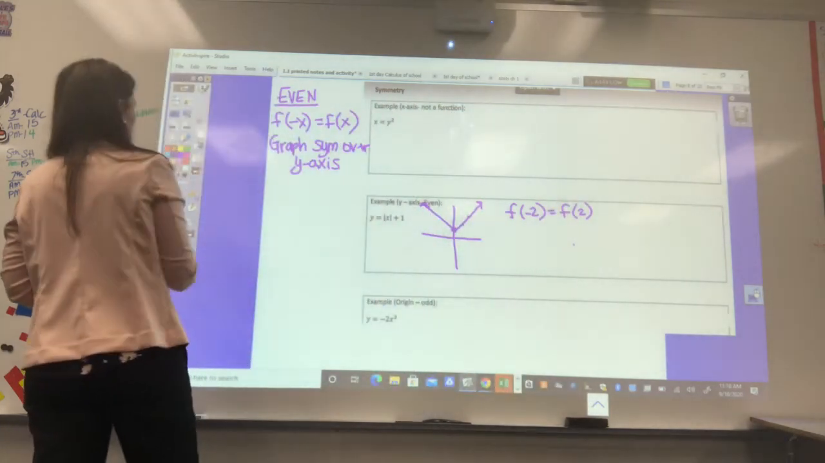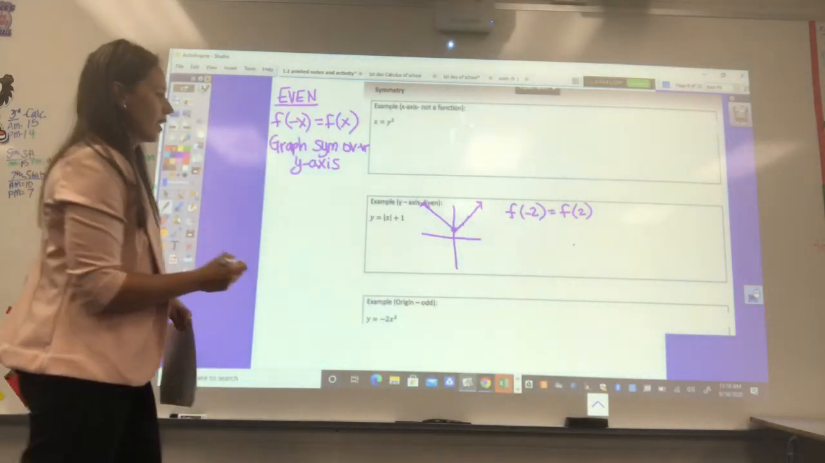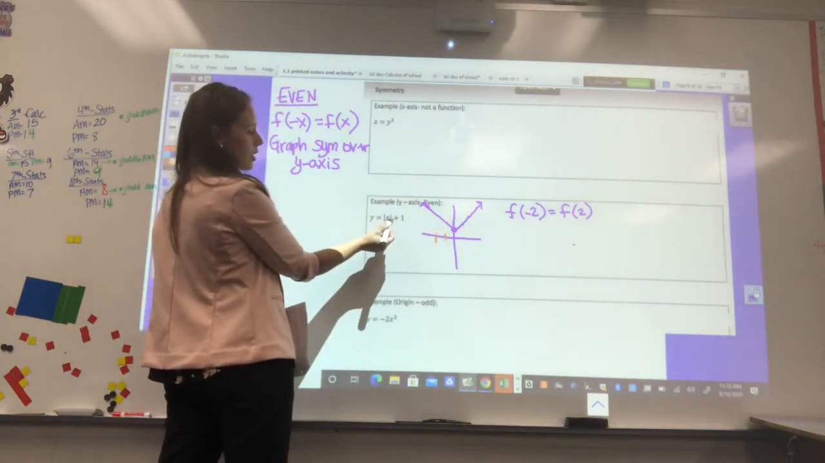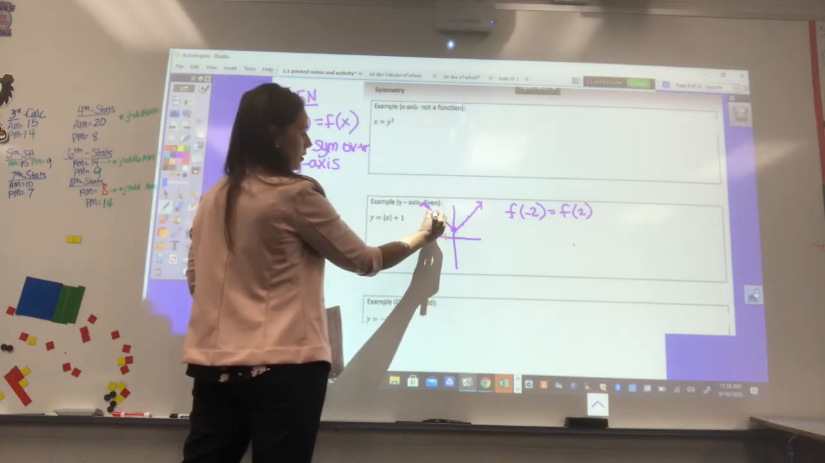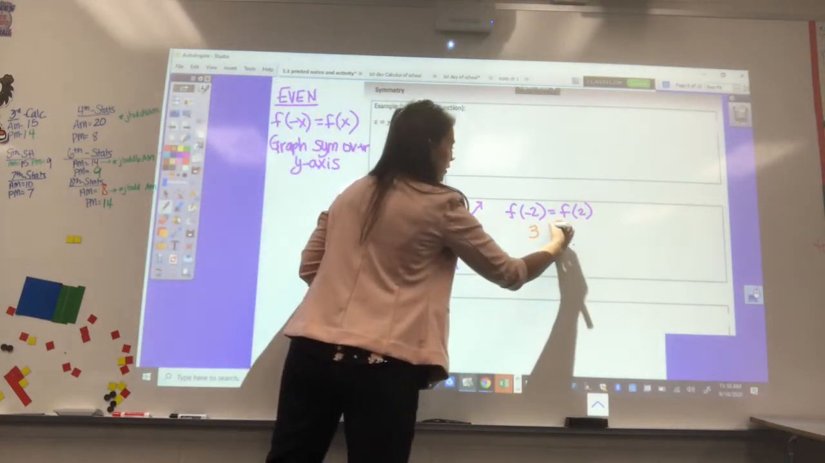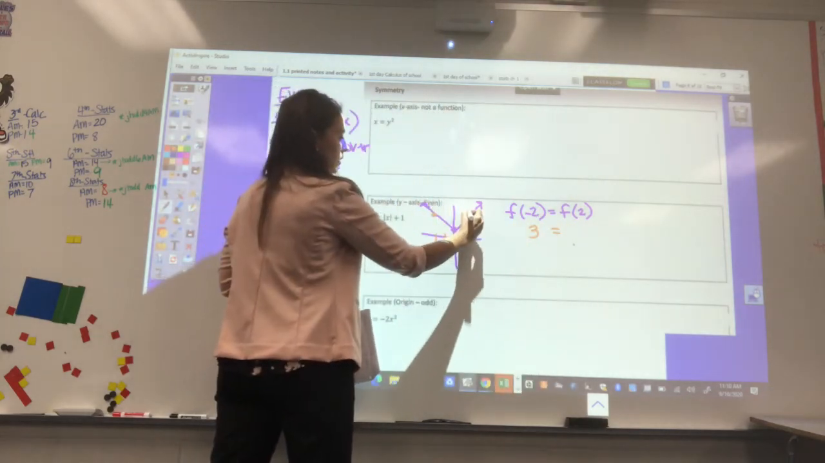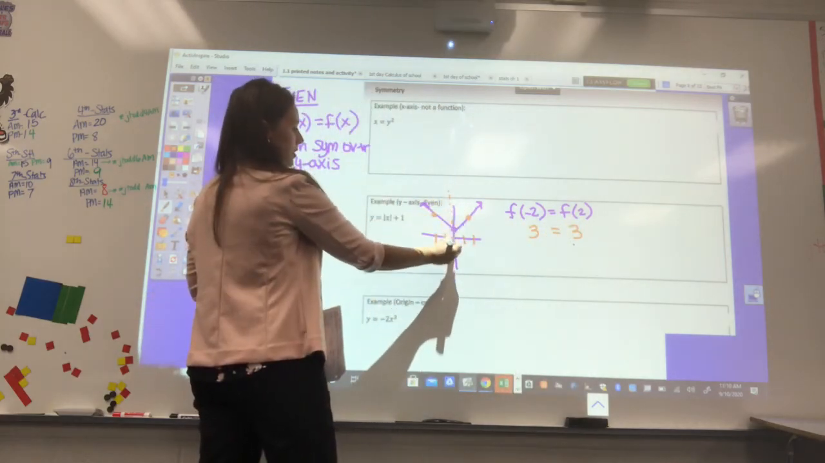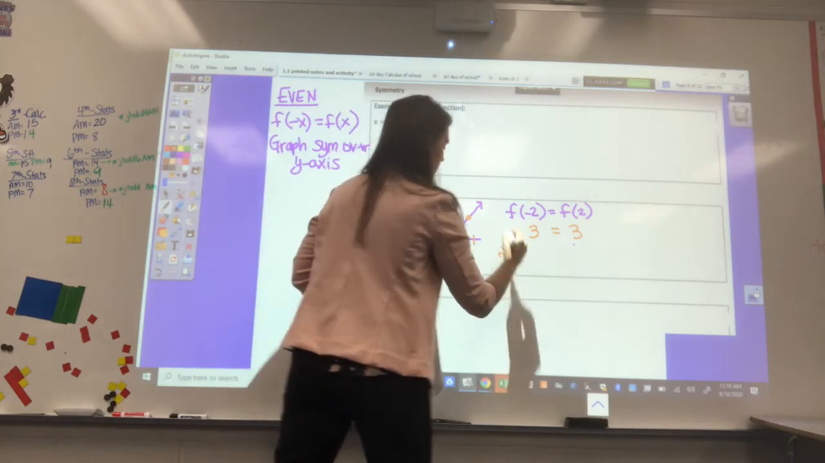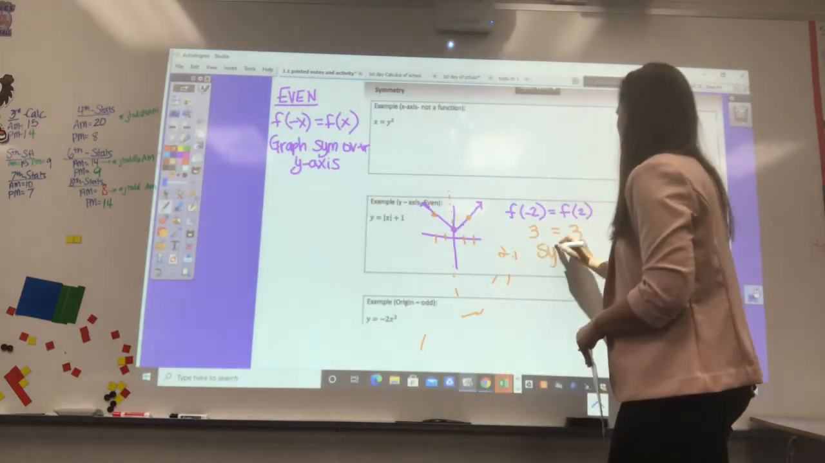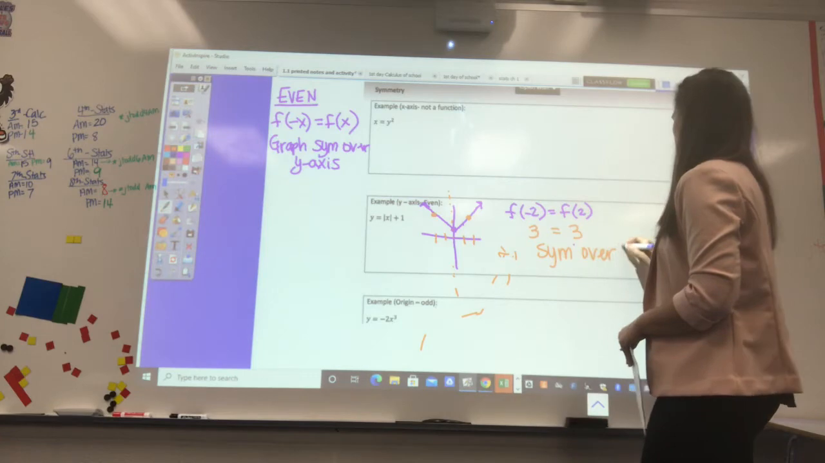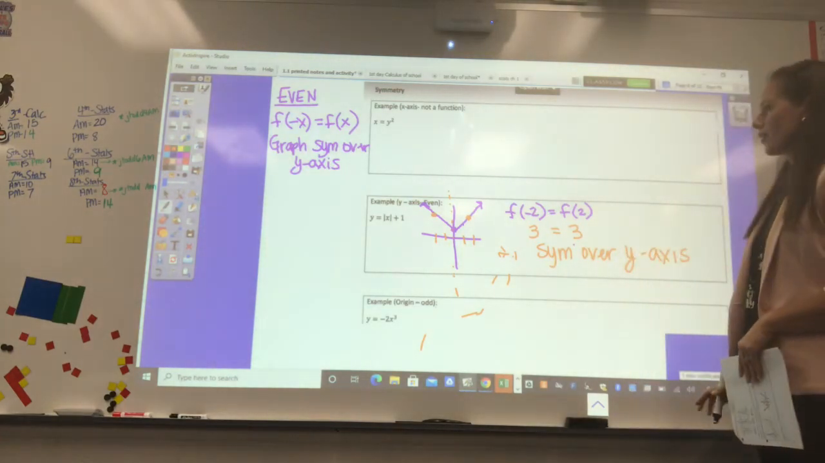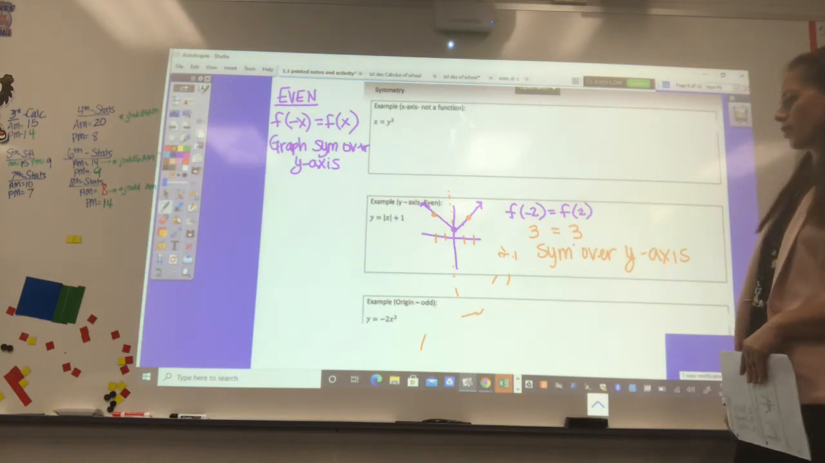And I'm just going to change to orange here. So f of -2, if you plug a -2 into the function, that will turn to +2 plus 1, that's equal to 3. And if you plug in a +2, that's also equal to 3, okay? And then maybe we could put in the symmetry line and write symmetric, oh my gosh, my pen's having problems. Symmetric over the y-axis, okay? So there is an example of an even function.